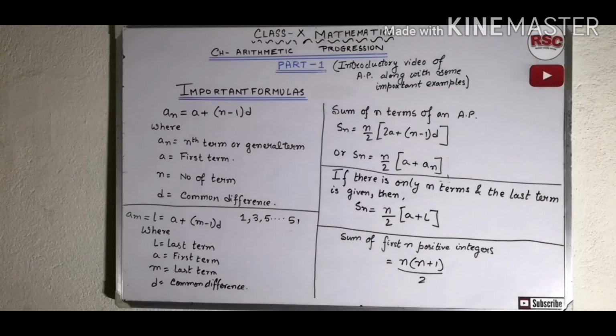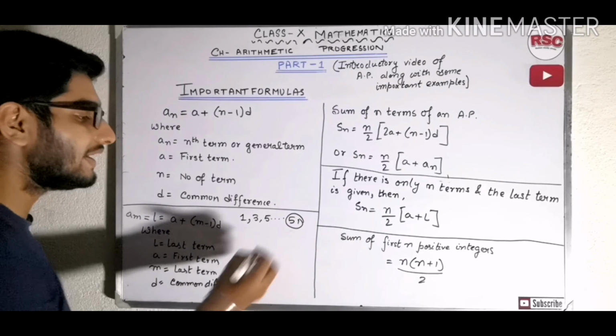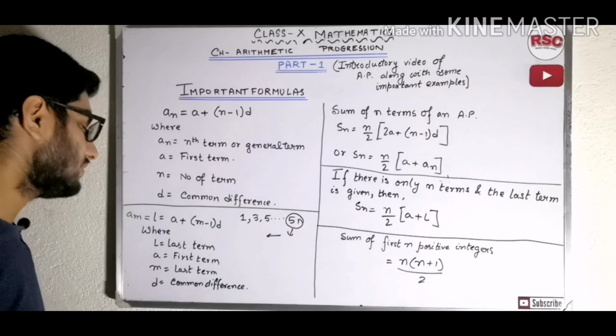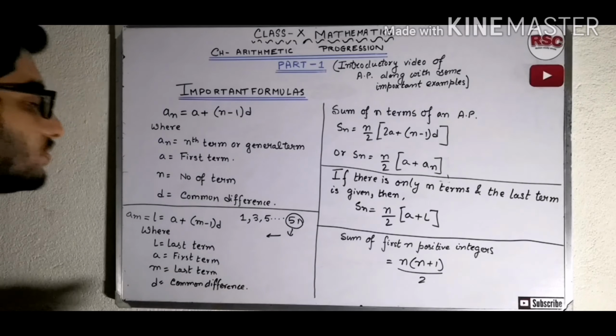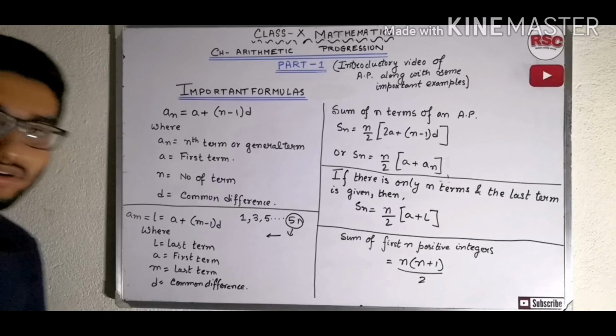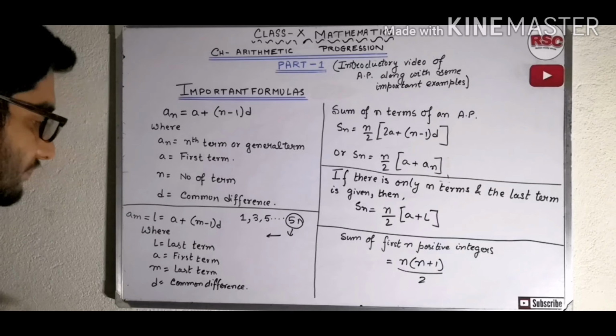We don't know where 51 is. We don't know what the position of 51 is. To find the position of 51, we have to use this formula. Then we can know the position of 51, where m is the 51, or the last term.